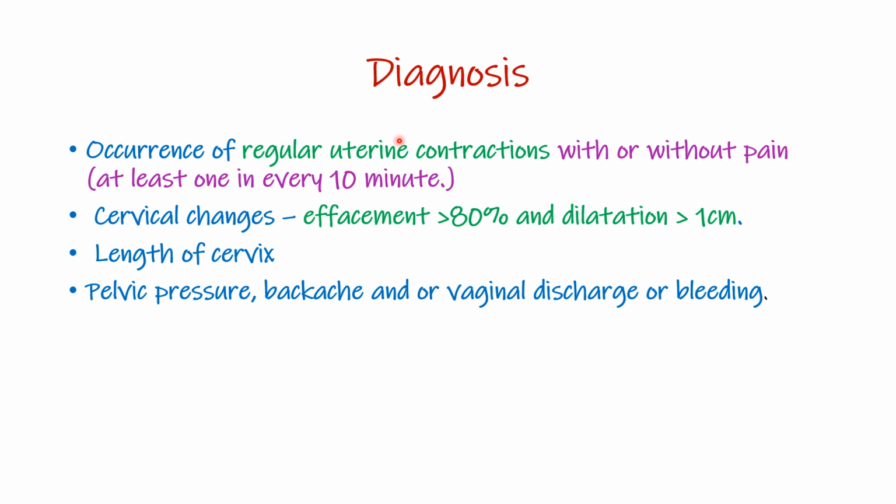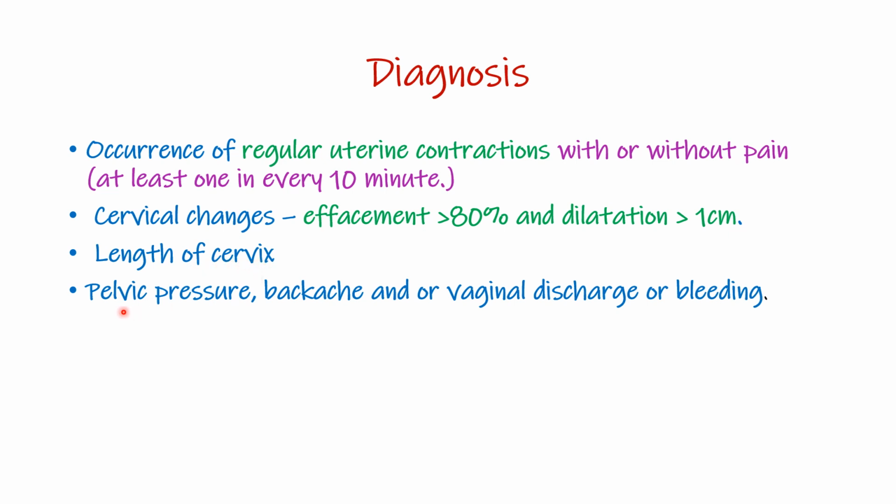So the diagnosis of preterm labor, as we said, what are the components? We usually have regular uterine contractions and cervical changes, which could be effacement or dilatation. This is the occurrence of regular uterine contractions with or without pain, at least one in every 10 minutes. How will you get this? From physical examination. And cervical changes, that is effacement greater than 80% and dilatation of greater than 1 centimeter. How will you get this? By digital vaginal examination and the length of the cervix, as we said.